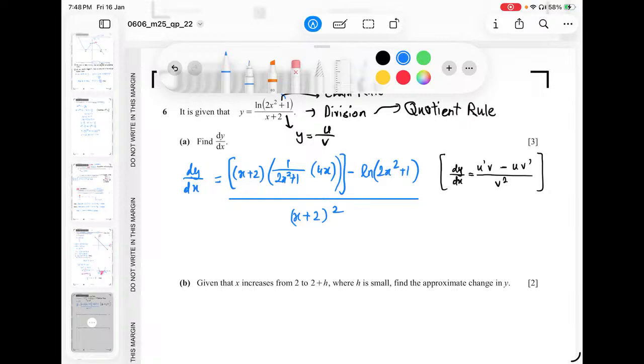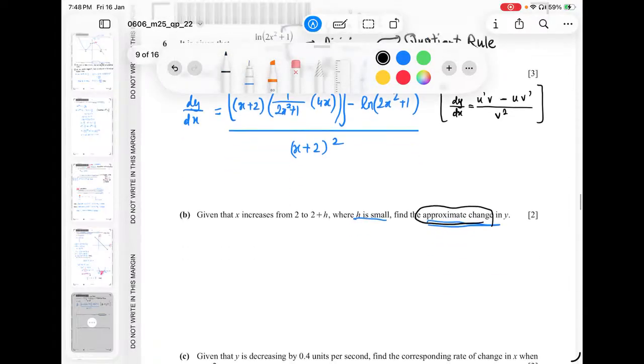So let's move on to part B. Given that x is increasing from 2 to 2 plus h, the h is small, find the approximate change in y. So this shows you need to use the approximate change. So the formula for this is basically small change in y over small change in x is approximately dy over dx.